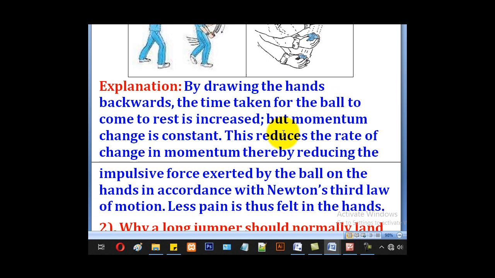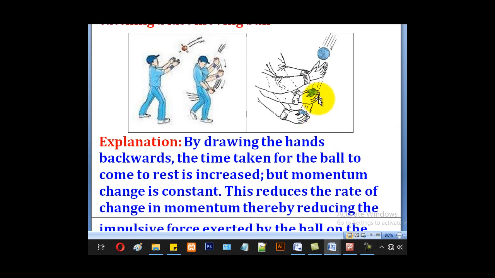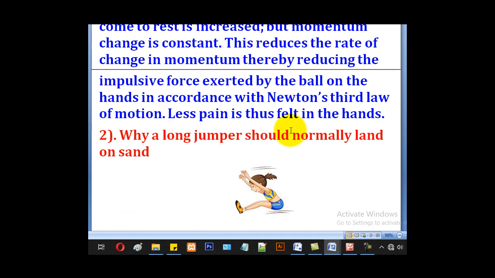Now because of that, the rate of change of momentum reduces, and therefore the impulsive force exerted by the ball on the body, in accordance with Newton's third law of motion, also reduces. Why is it reducing? Because we know that the force is equal to change in momentum over time. So as time increases, the force has to reduce. And in that case, less pain will be felt in the hands of the person holding the ball.